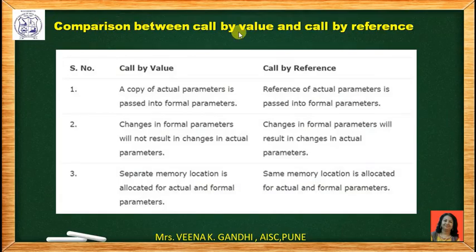Let us see a comparison between call by value and call by reference. In call by value, a copy of the actual parameter is passed into the formal parameter. In call by reference, the address or reference of the actual parameter is passed into the formal parameters. In call by value, changes in formal parameters will not result in changes of the actual parameters. In call by reference, changes in formal parameters will be reflected into the actual parameters. In call by value, separate memory locations are allocated for actual and formal parameters. In call by reference, the same memory location is used by actual and formal parameters.